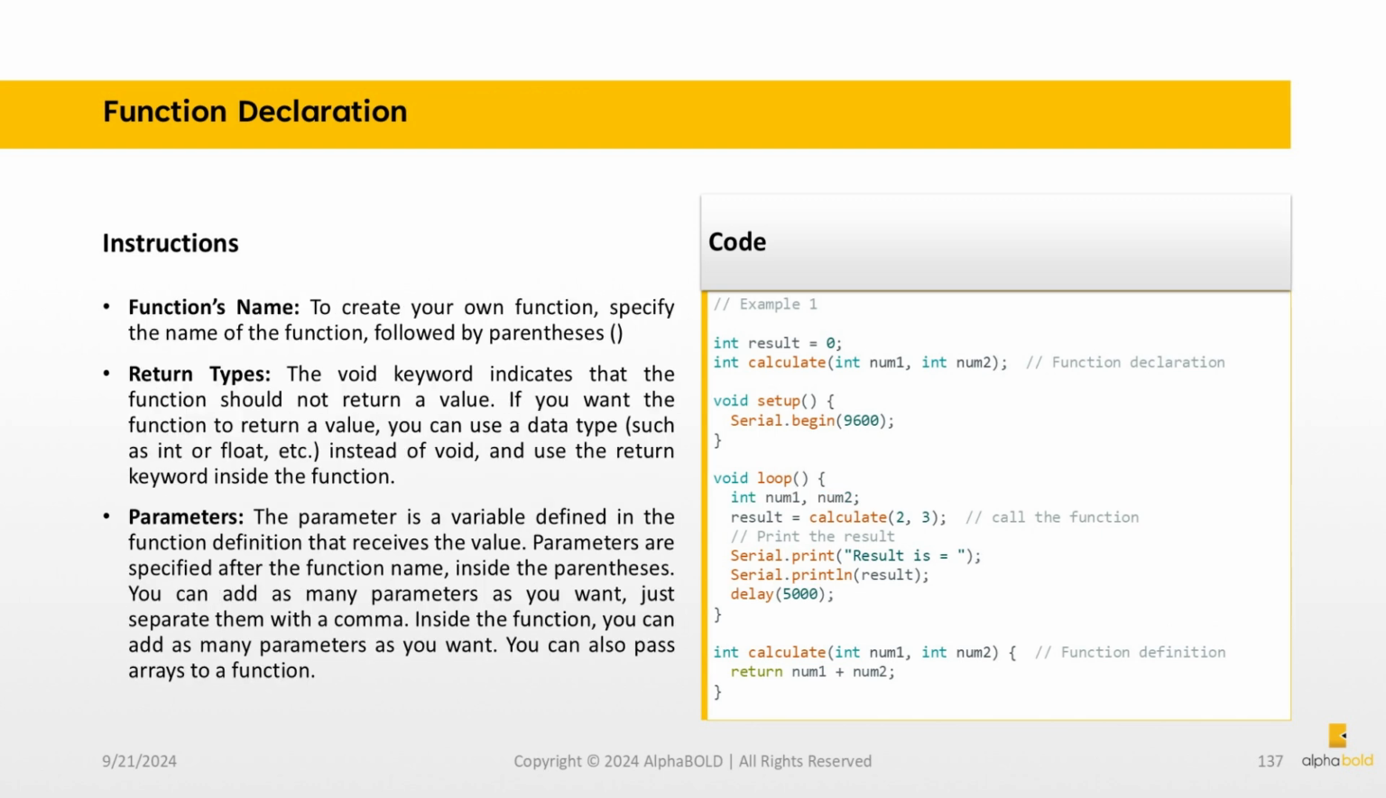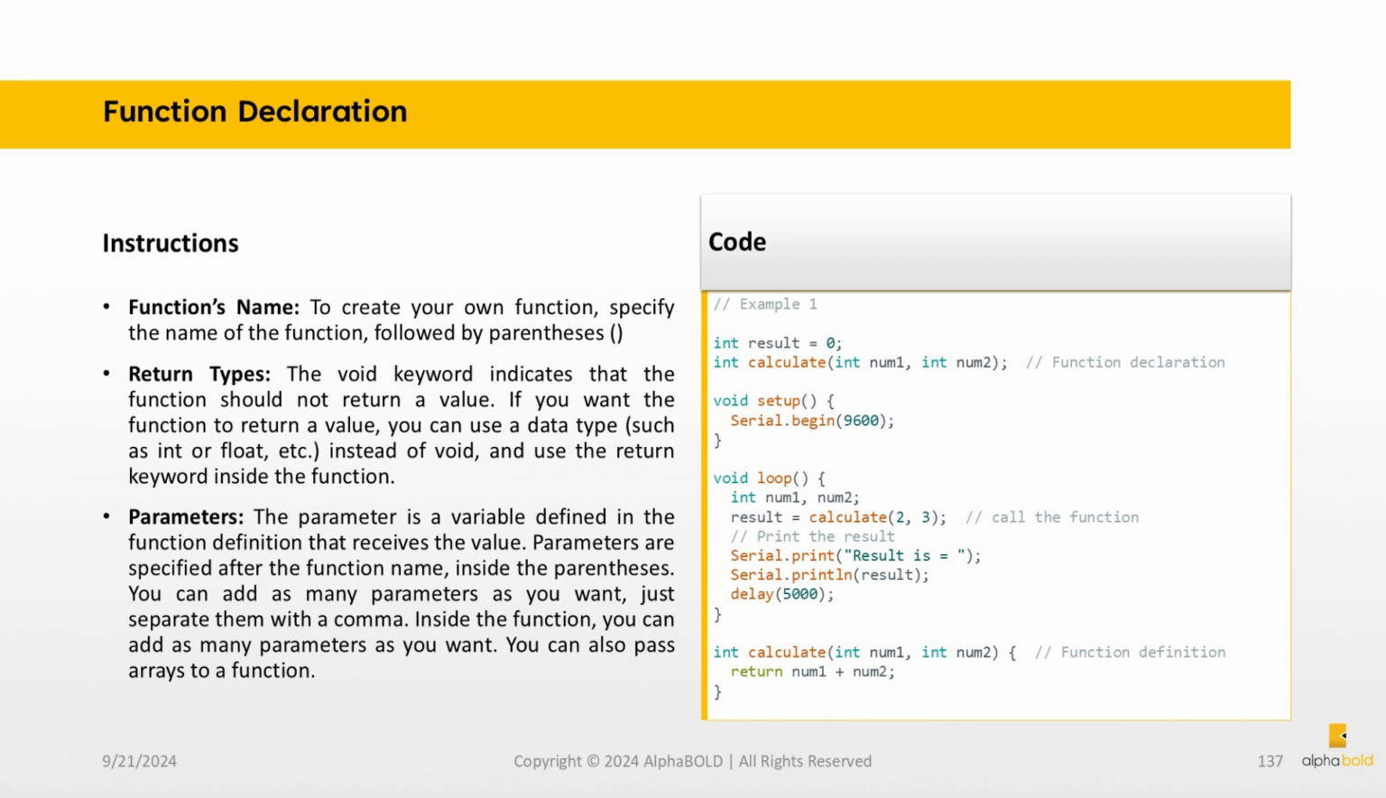Function's name. To create your own function, specify the name of the function, followed by parentheses. Return types. The void keyword indicates that the function should not return a value. If you want the function to return a value, you can use a data type, such as int or float, etc., instead of void, and use the return keyword inside the function.